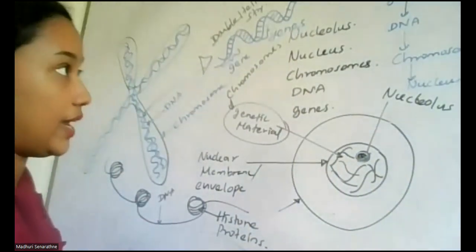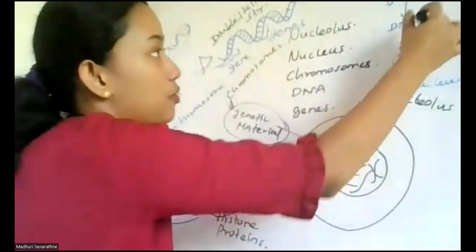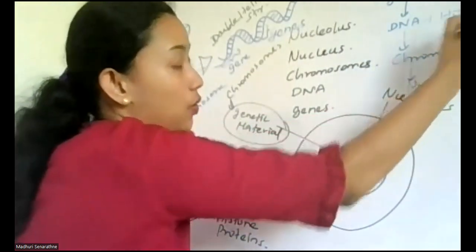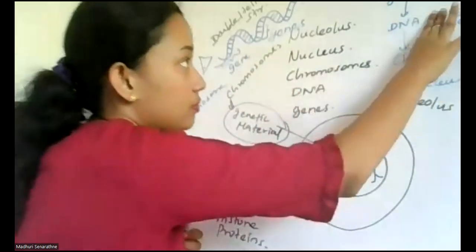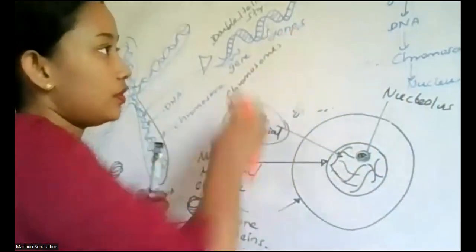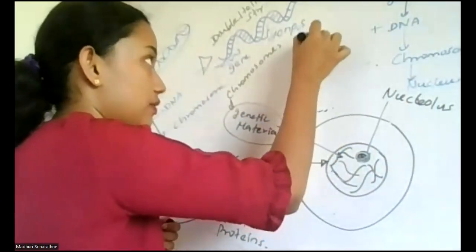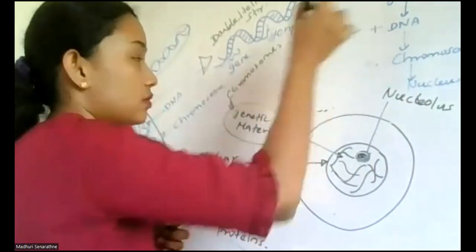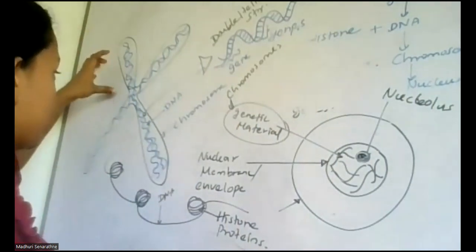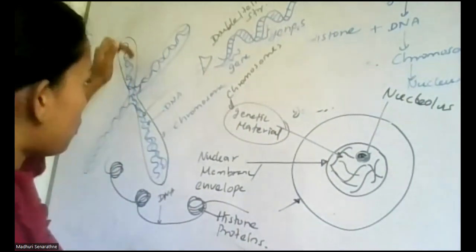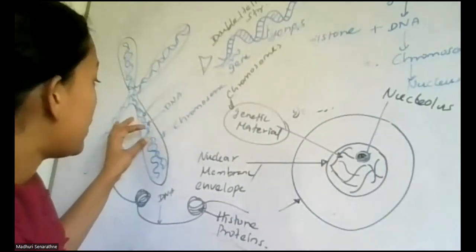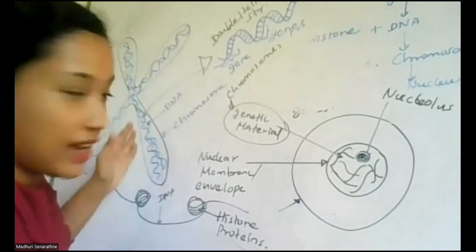Yes, teacher. Okay. Other than DNA, in chromosomes, we can see histone proteins. DNA plus histone protein. The structure looks like this. This is the chromosome. Within each chromosome there is only a single DNA molecule, and this is how it is extended.